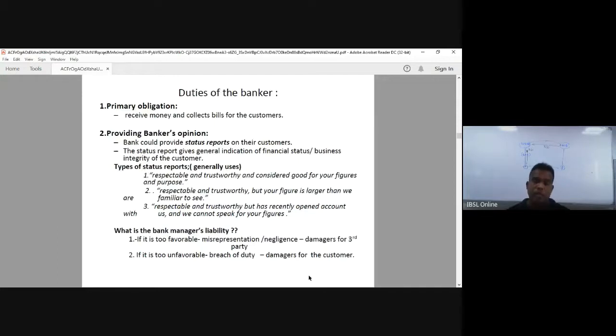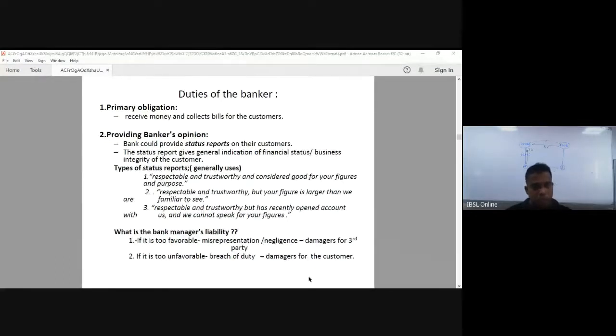But your figure is larger than we are familiar to see. That means the amount that you are going to invest is a big amount. This person has a small business. So therefore, it gives an indication to the third party whether that customer is trustworthy. Then the choice is the third party's whether you are going to invest money or not. Because the amount that you are going to invest, as per the HNB, is a big amount. The business is a small business.